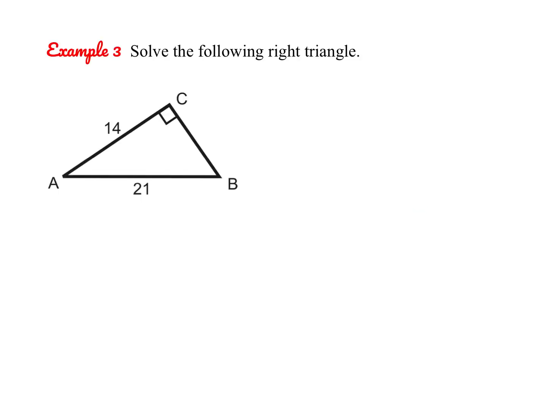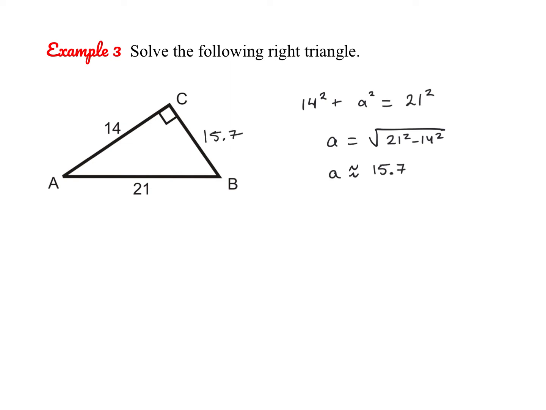So let's look at this next example where we will need to use our inverse trig functions to help us solve this right triangle. Again, we can start by finding this missing side length. We have two of the sides of a right triangle. So we could say 14 squared plus, I'm going to call this lowercase a because it's opposite angle A, a squared equals 21 squared. So a is going to equal the square root of 21 squared minus 14 squared. So side length a is going to be approximately 15.7.